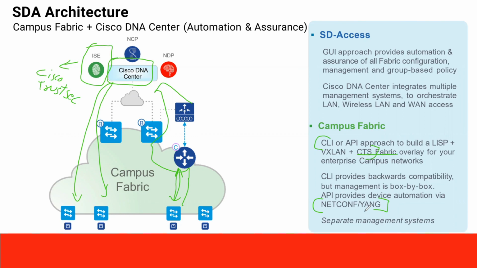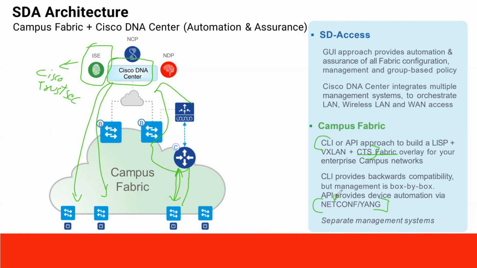Yeah, Pranav, I had two questions. Can you one more time explain what micro segmentation means in an enterprise network? And the second thing is, API provides device automation via NETCONF and YANG. Is that different from REST APIs?